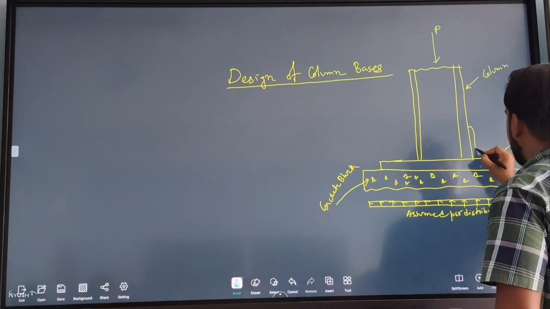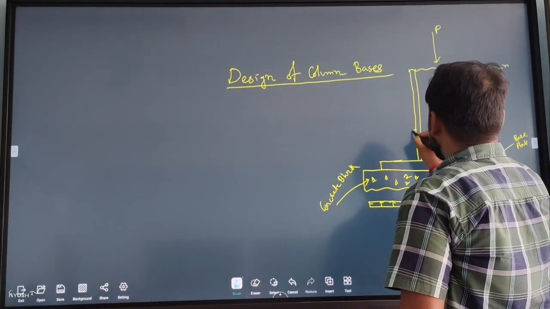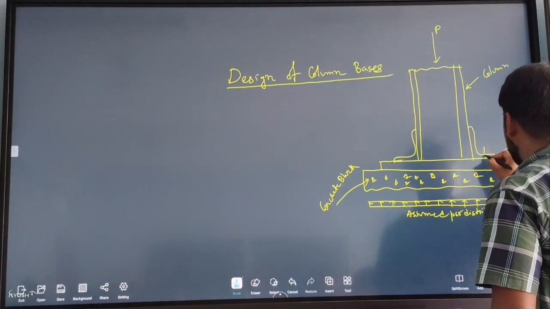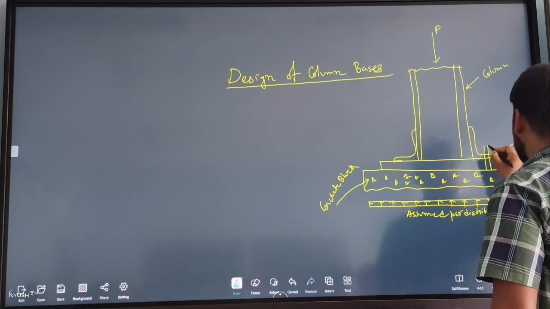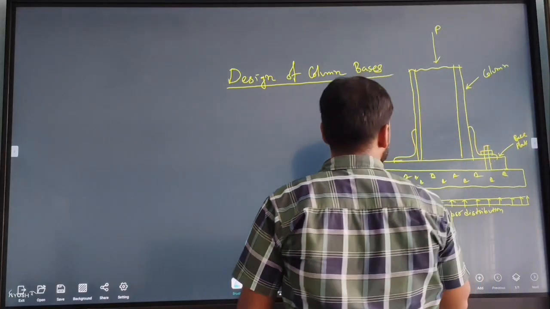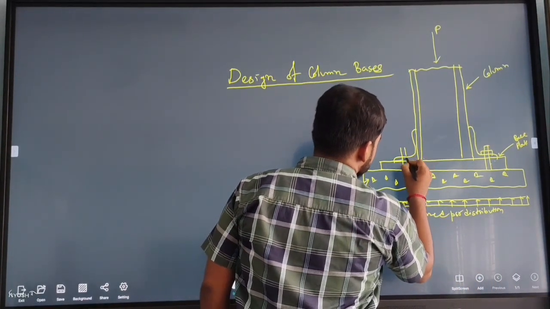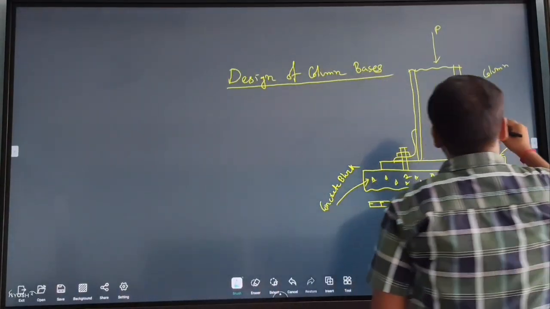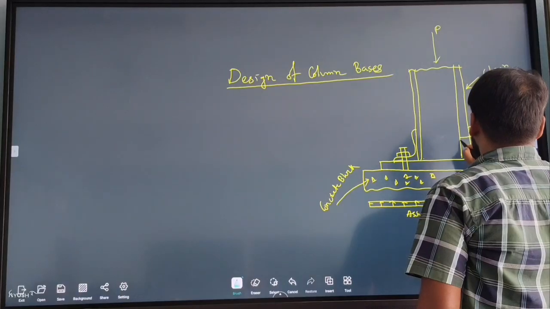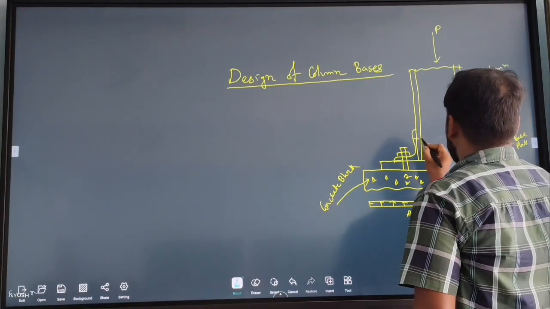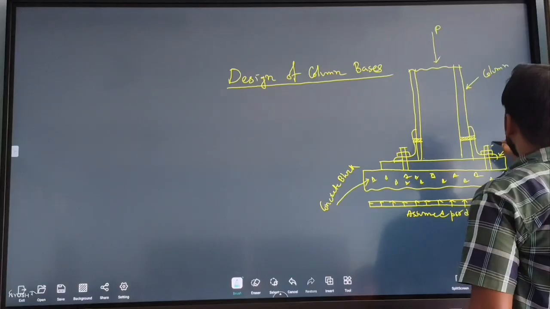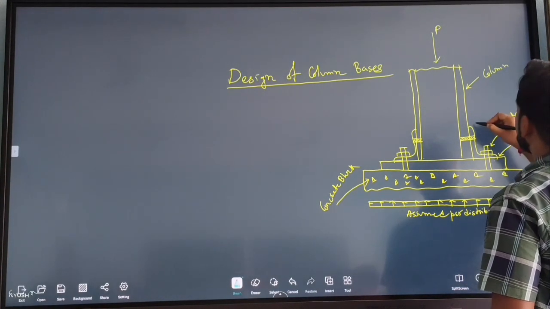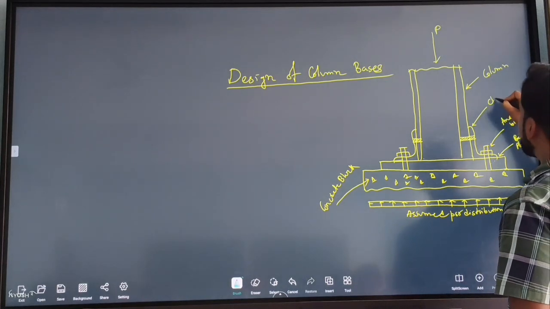Here is a cleat angle. These are nothing but 2 cleat angles, and there are two anchor bolts. These are called anchor bolts, and this is called your cleat angle.